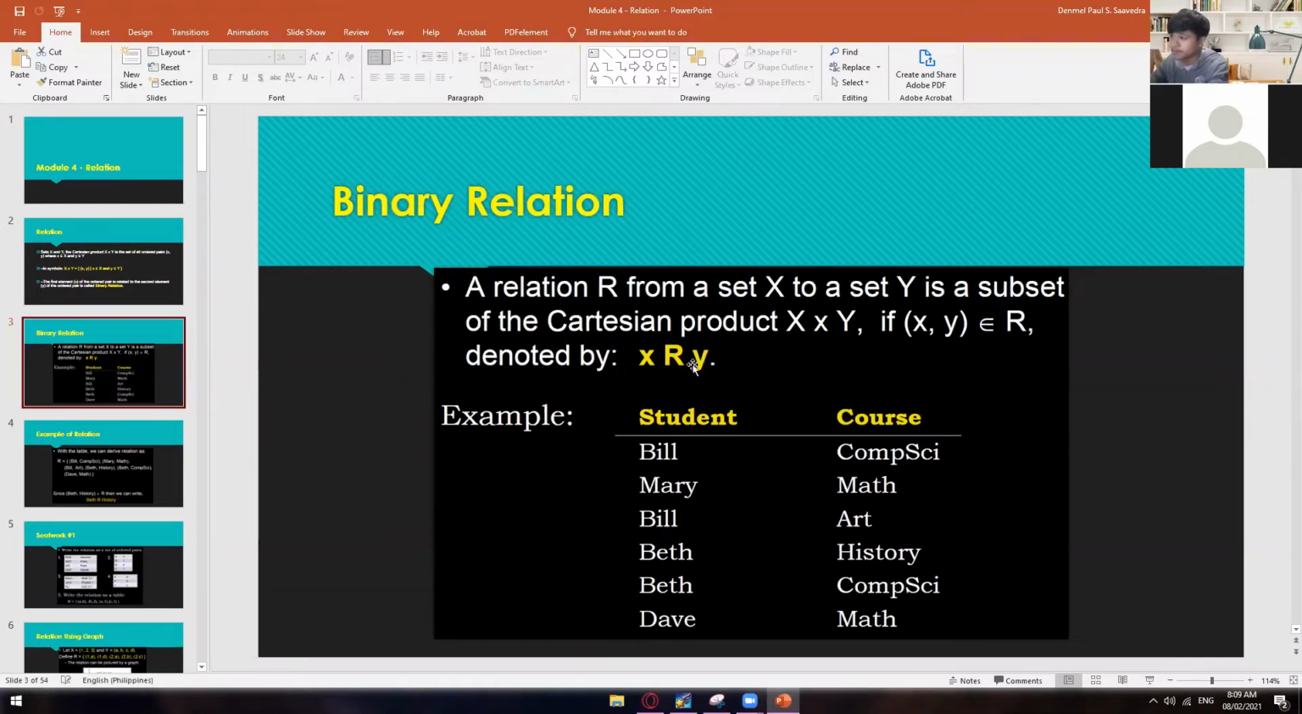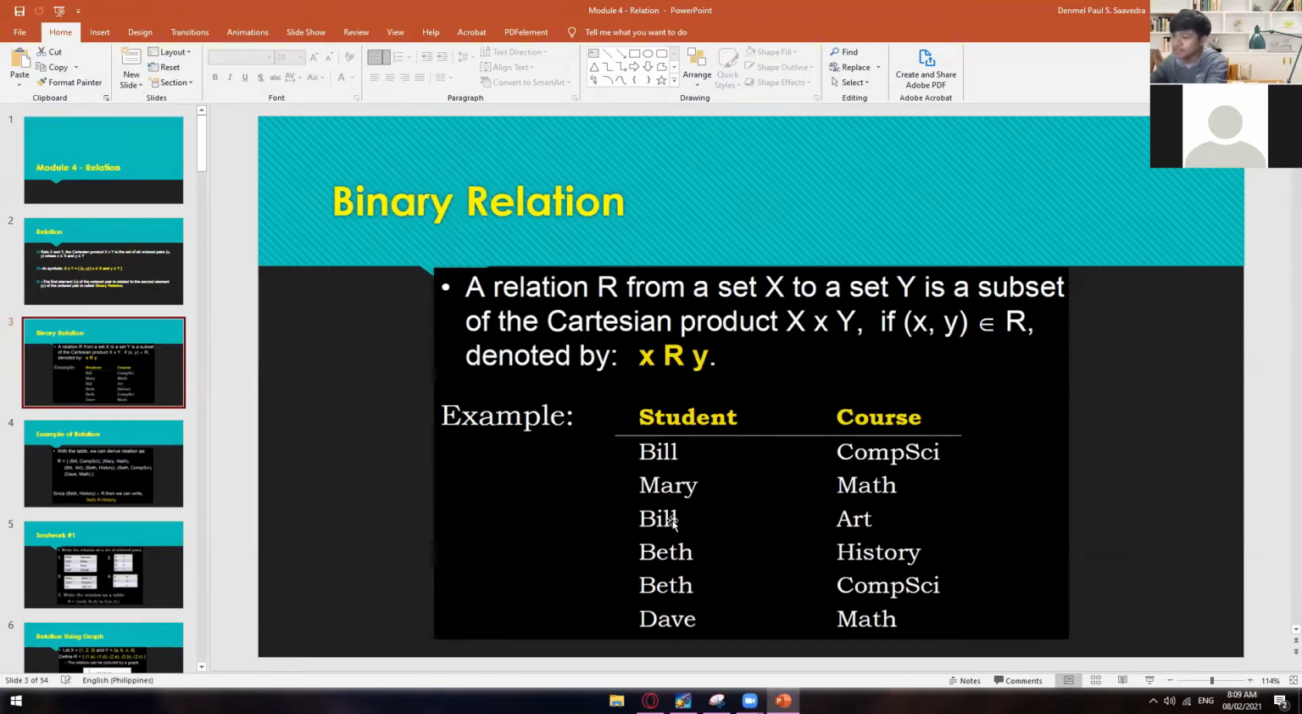So here, we have the student and then the course. Bill is related with Comsci, meaning maybe the course of Bill is Comsci. That is what he is taking right now. And then Mary is related with Math, maybe because this is the course that she is taking right now.